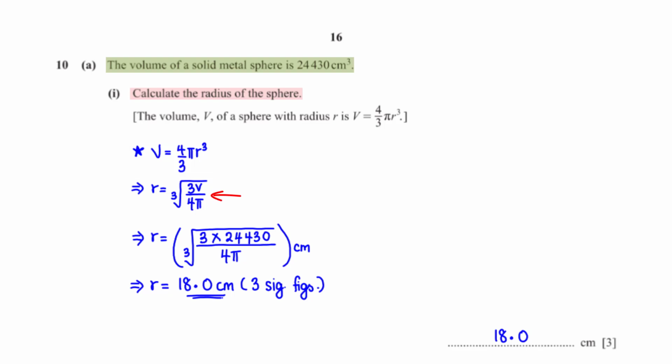From here, all we need to do is plug in the volume V of the sphere, which has been given as 24,430 cm cubed. When we type this into the calculator, we get the radius as 18.0 centimeters, rounded to 3 significant figures.